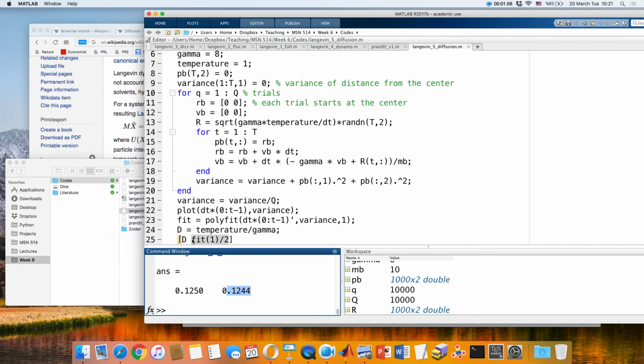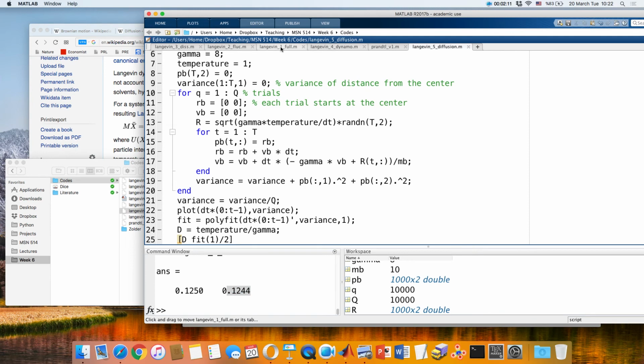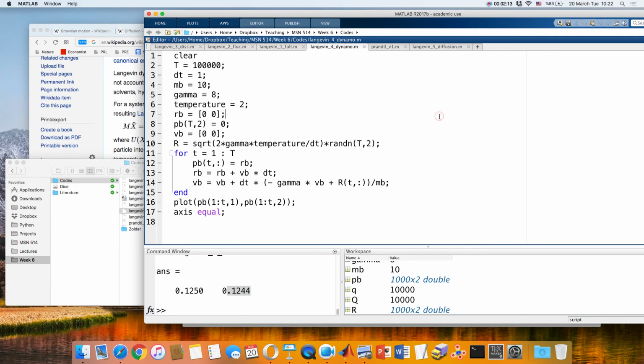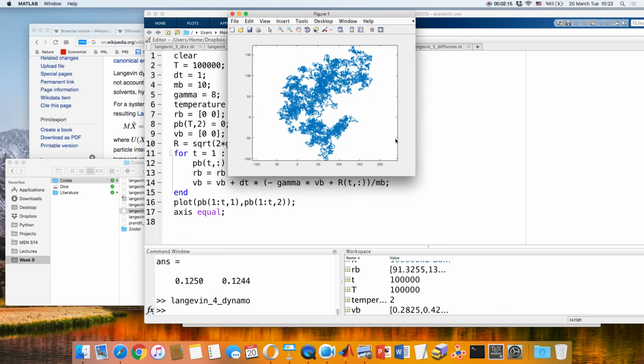So I hope numerically we were able to tie up all these different concepts, right? Fluctuation, dissipation, and diffusion. Okay? So let's now do one more thing. Do you see that it's strangely fractal-like, the random walk?